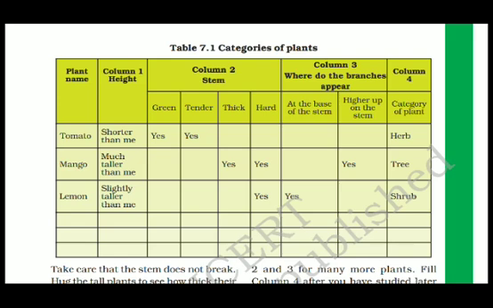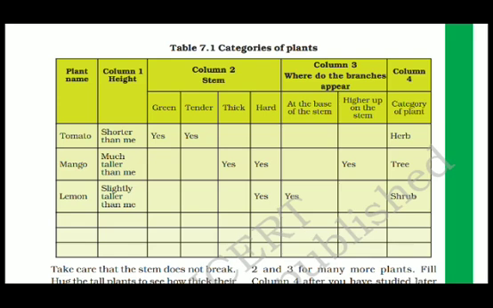So the next one is mango. You know that mango is much taller than you, and is its stem green in color? No, the mango tree's stem is not green. Is it tender, can it break easily? No. Then what is its stem like? Hard and thick. Yes, right. And where are its branches? Higher on the stem. So you know that. Next one is lemon. And have you seen a lemon tree? It's small, you cannot say it's a tree, it's more like a shrub, like a small bush, isn't it? So you know that it's slightly taller than you, right?